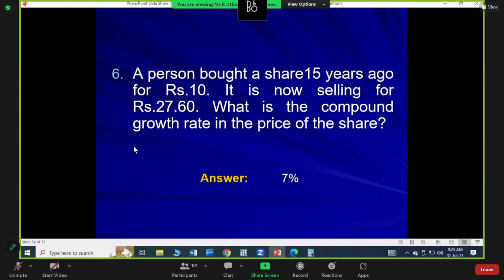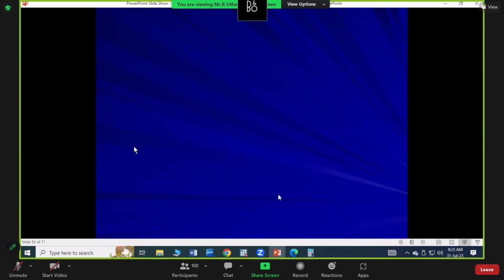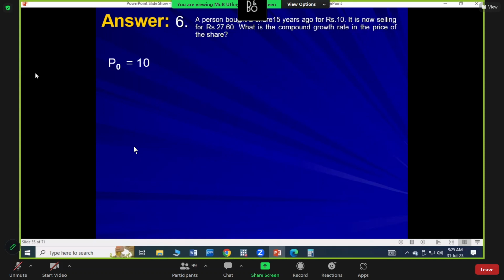You define F15 would be 27.6. P0, the present value, would be 10. N is 15. I, you don't know. You want to find out the interest rate. That's the question. So you follow these steps for this question. You define P0 as 10, I you don't know, N is 15, F15 is given as 27.6.